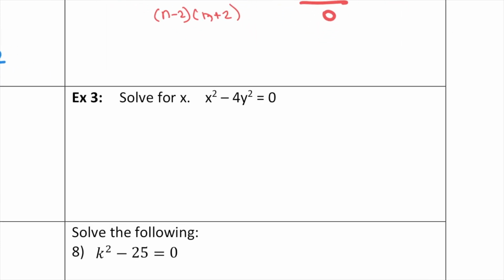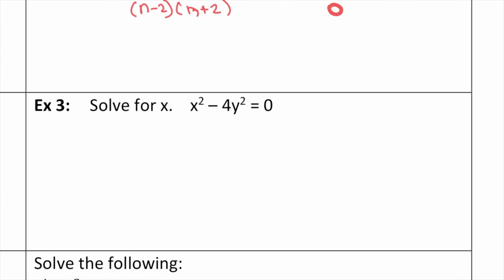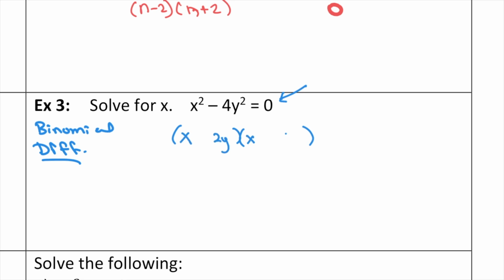Looking at example 3. All right, so this is solving. Now, we know that when we solve a polynomial expression, in this case a binomial with a difference, it needs to be set equal to 0. Look at that. It has been set equal to 0. So since it's a binomial difference of squares, we're going to draw two sets of parentheses. We'll write x times x, and 4y squared is 2y times 2y. We're going to put a plus and a minus so that we get the pattern for the difference of squares.